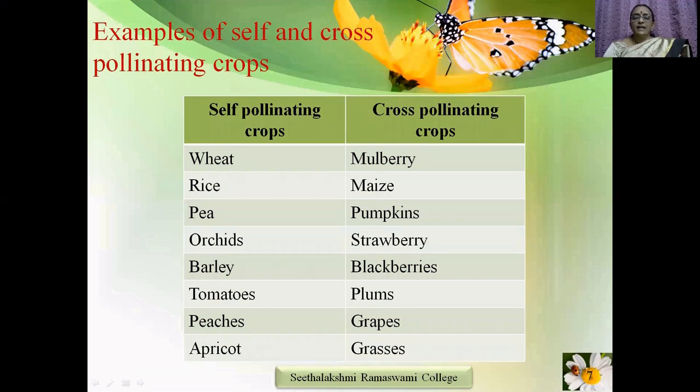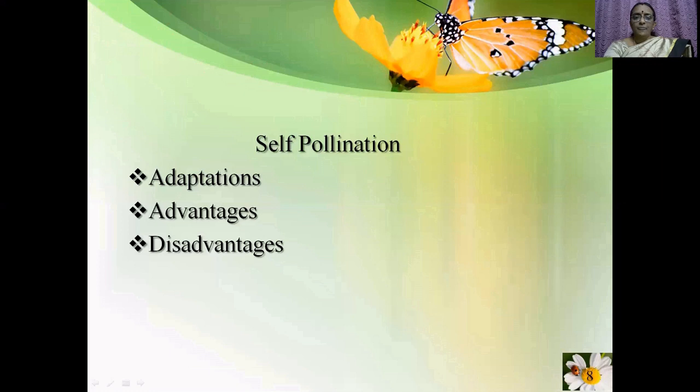And here are some examples of the crops which are self-pollinated and the crops which are cross-pollinated. For example, wheat, rice, pea, orchids, barley, tomatoes, peaches, and apricot are a few examples of self-pollinating crops. And maize, mulberry, pumpkin, strawberry, blackberries, grapes, plums, and grasses are cross-pollinating flowers.